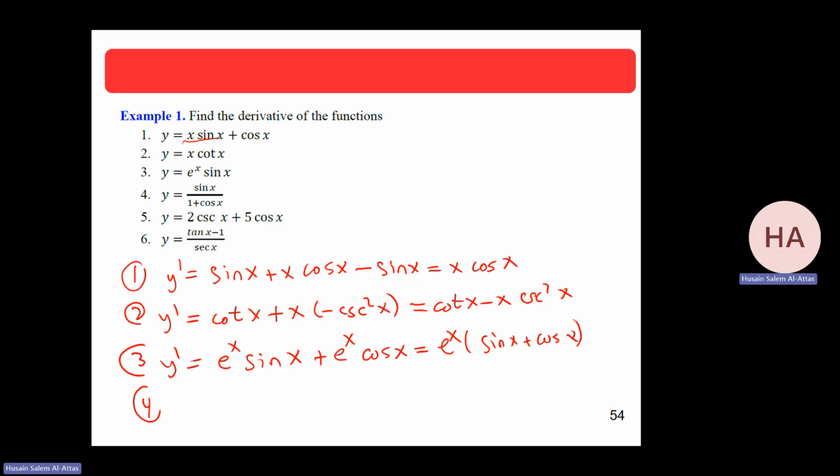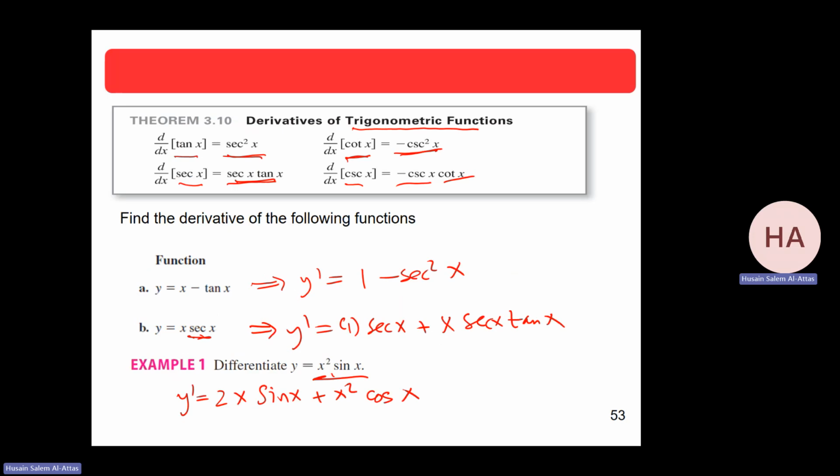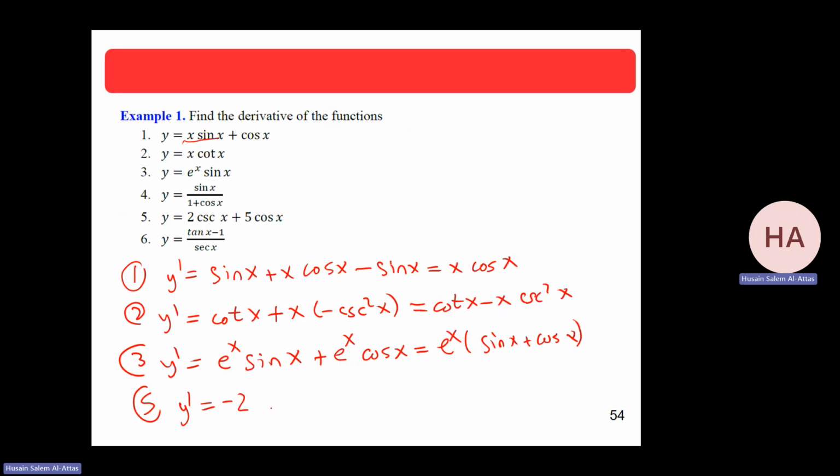Okay, number 4. Yeah, it's the quotient rule now. Let me do number 5, then I will do 4 here, in this space. Y prime will be what? Minus 2 cosecant. What's the derivative of cosecant? Minus cosecant cotangent, because of that I put a minus with the 2. So this is minus cosecant cotangent x plus or minus 5 sine x. The derivative of cosine is minus sine x. Yeah, that's it.